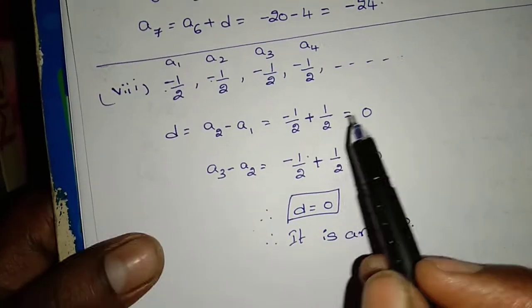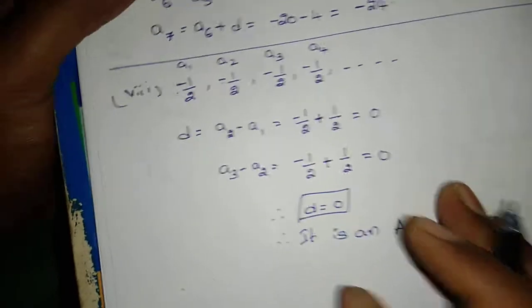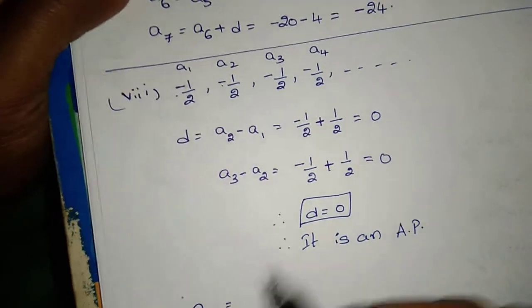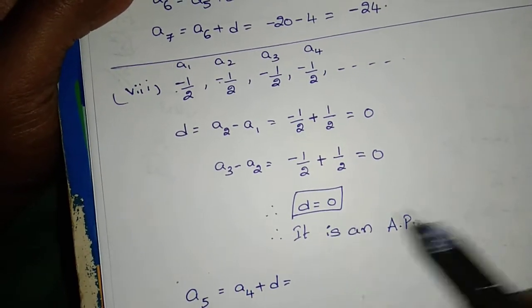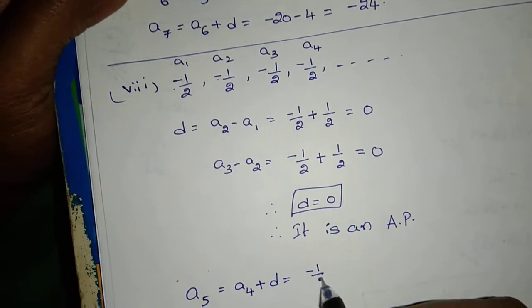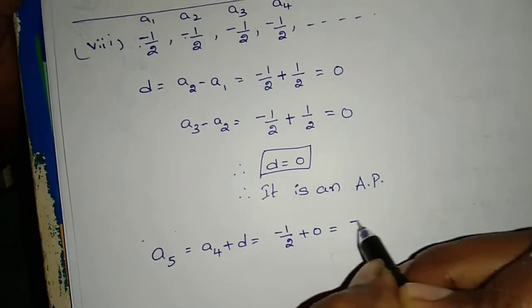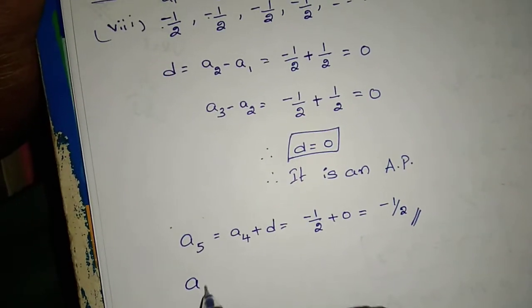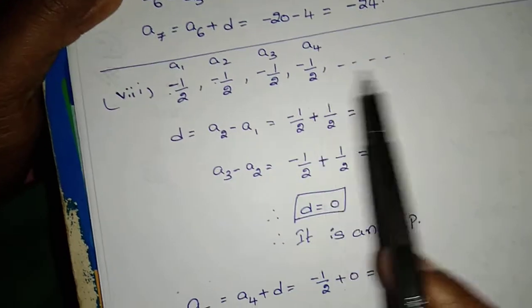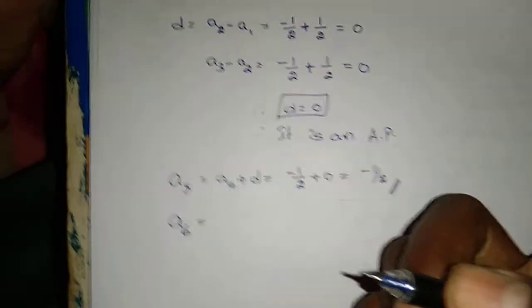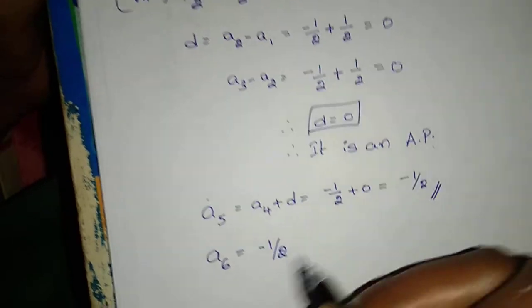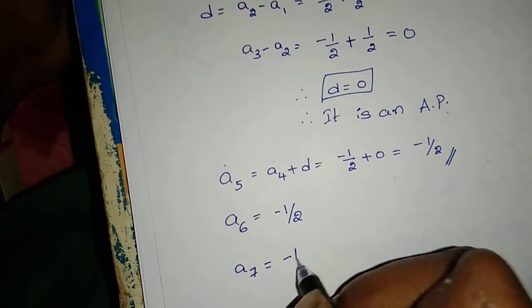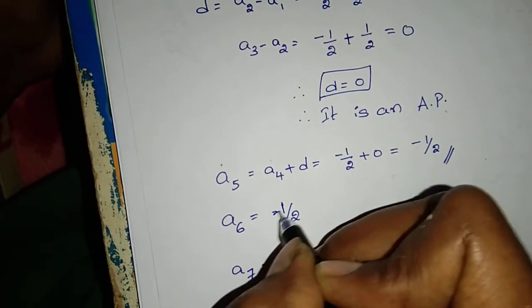After finding it, what do we have to do? We have to write the next 3 terms. What is A5? A5 equals A4 plus D. What is the D value? 0. So what is A4? Minus 1 by 2 plus 0 means minus 1 by 2. Is it necessary to do A6 and A7? No, we can write directly. All are minus 1 by 2. So the A6 value is minus 1 by 2, and the A7 value is also minus 1 by 2. That's all. The problem is completed.